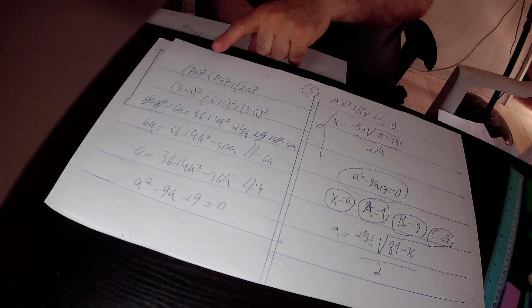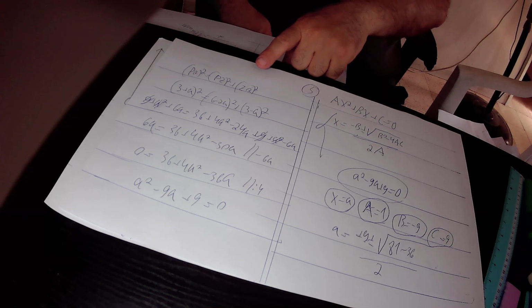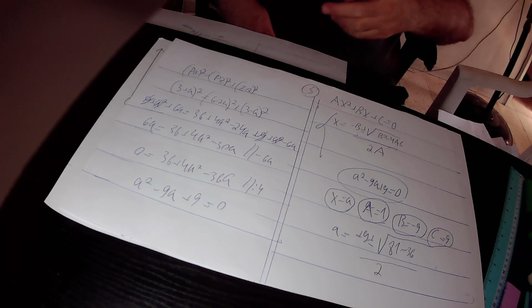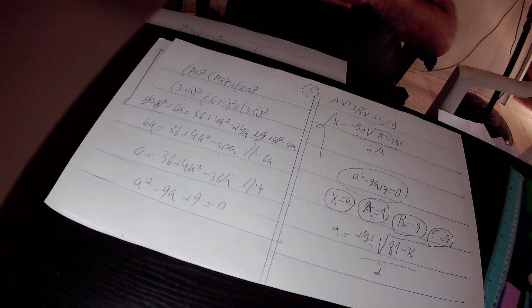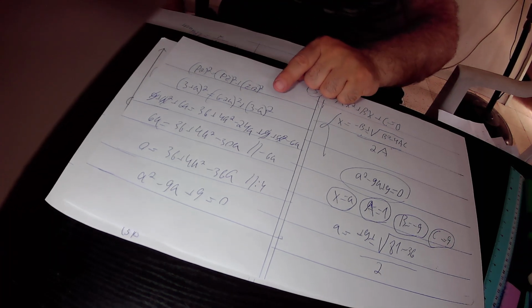PQ is 3 plus A, therefore PQ square is (3 plus A) square, and it equals PZ square plus ZQ square. PZ is 6 minus 2A, therefore PZ square is (6 minus 2A) square. ZQ is 3 minus A, therefore ZQ square is (3 minus A) square. So in conclusion, according to the Pythagoras theorem, (3 plus A) square equals (6 minus 2A) square plus (3 minus A) square.